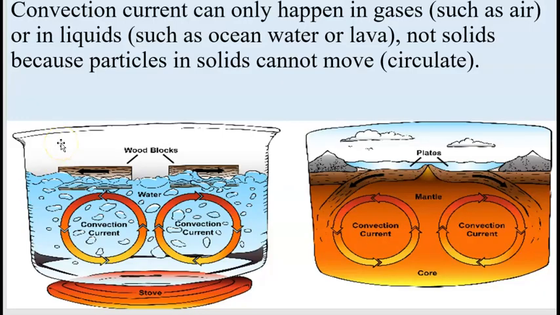Convection currents can only happen in gases, such as air, or in liquids, such as ocean water or lava, not solids. Okay? That is because particles in solids cannot move or circulate. So just like conduction cannot occur in liquids or gases, convection does not occur in solids.